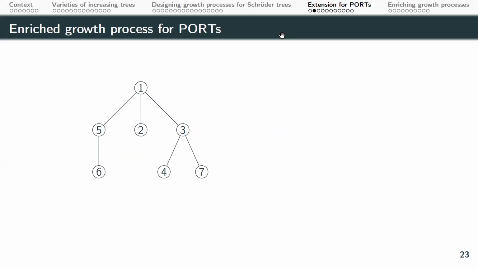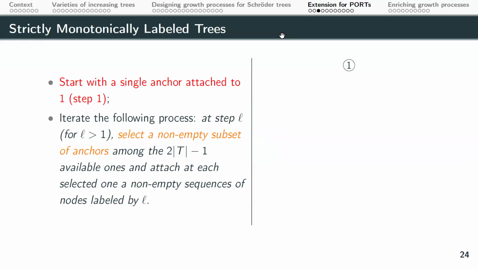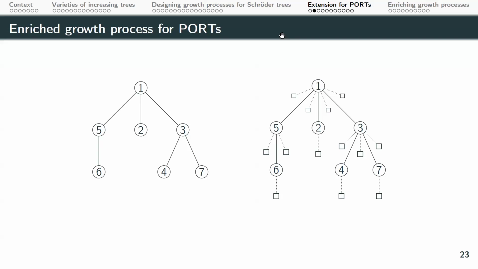Okay, so we go back to our ports, and here I have some anchors, and the next time I will choose one anchor, and I will put the label 8, right? So that was the first process. And now I modify this process. Instead of taking a single anchor, I select a non-empty subset of anchors. So if I have a tree of size t, the number of anchors here is 2 times t minus 1. So here it's 14 minus 1. We have 13 possibilities.